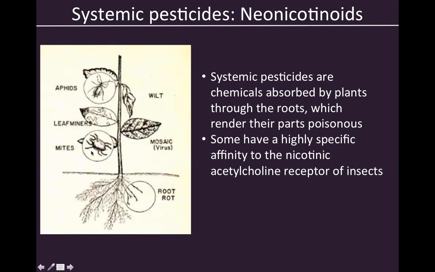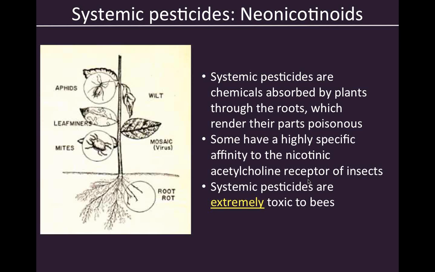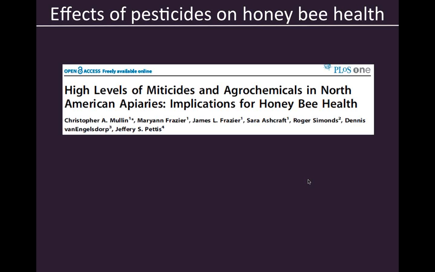And these insects and arthropods like mites, leaf miners, and aphids have the nicotinic acetylcholine receptors, but so do bees. So it's really difficult to have these insecticides work on trying to combat these insect pests without also affecting, at least sublethally, honeybees. So it's been shown that systemic pesticides, when applied in high doses, are extremely toxic to bees.